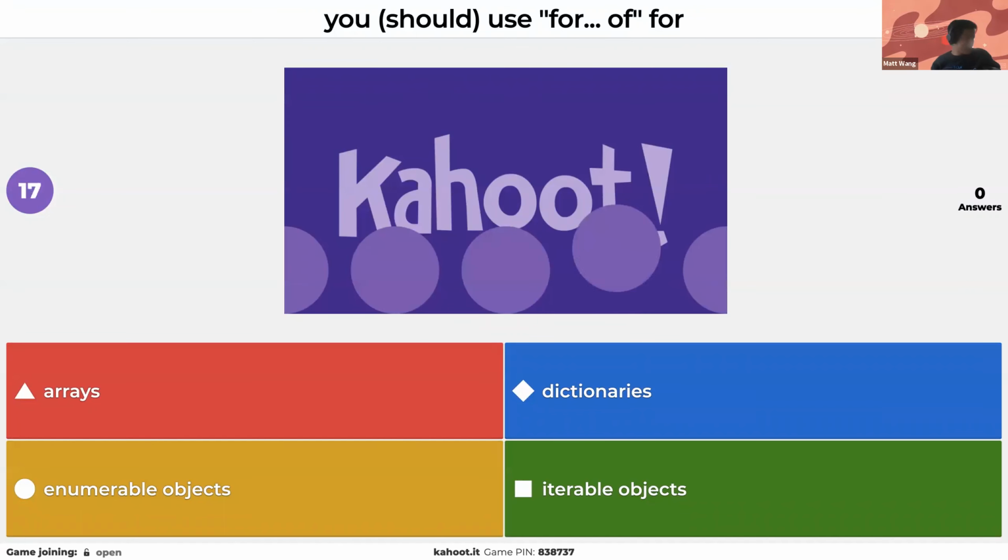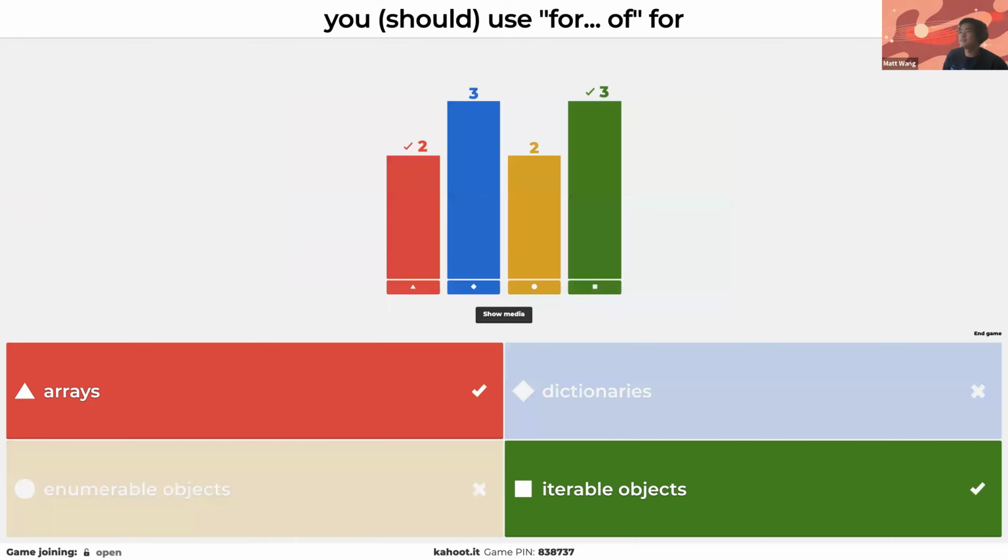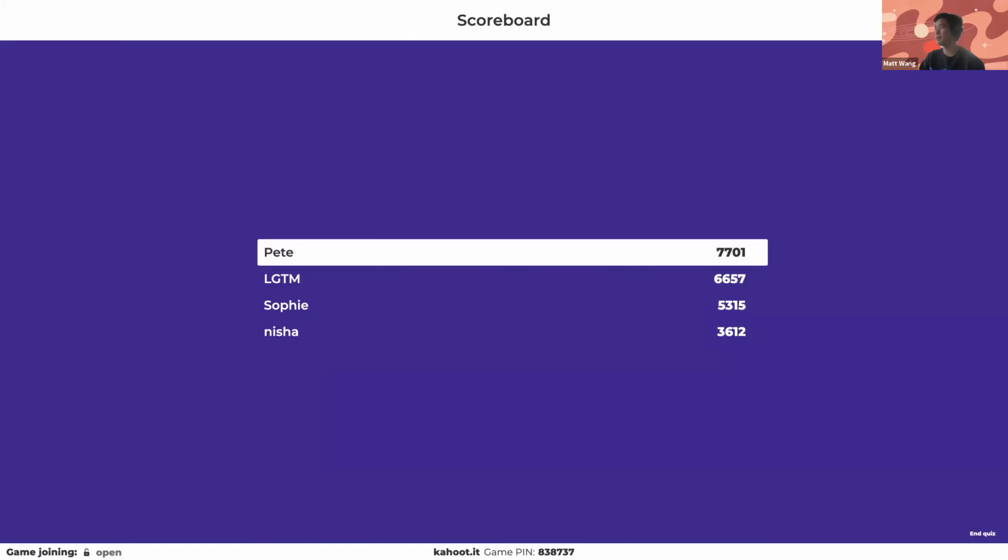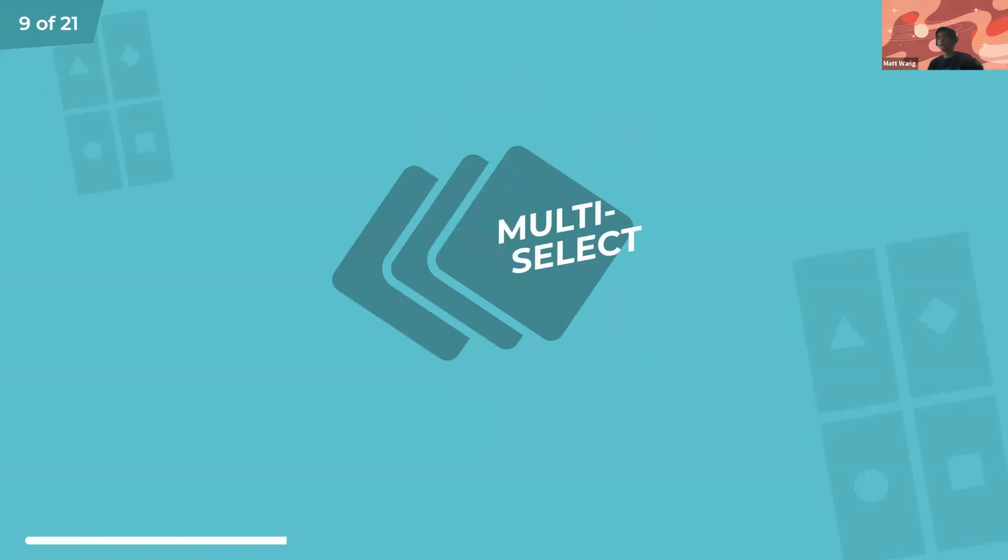This one's kind of, if you don't get this one, I don't blame you. I didn't spend that much time on this. Tough one. So yeah, you should use for of for arrays and iterable objects, and then for in for enumerable things. It's not super intuitive, but if you don't remember this, it doesn't really matter. You can always look that up when you're doing development.